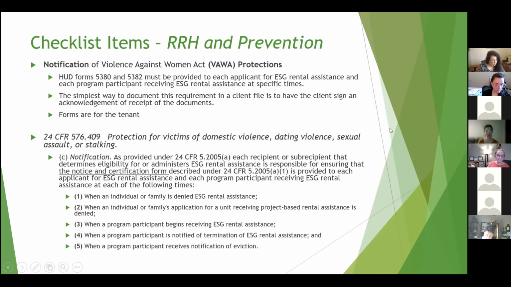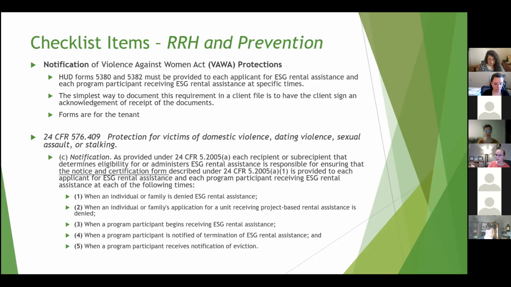So then the other VAWA forms are for the tenant. These are the notification of the protections. Again, they are specific HUD forms, 5380 and 5382, and they need to be provided to everyone who's receiving EHH assistance at specific times. The simplest way to document this in the client file is to have a form that has them acknowledge receipt of the documents, because there are various times. Basically, it comes down to when they start receiving assistance and if they're ever terminated.